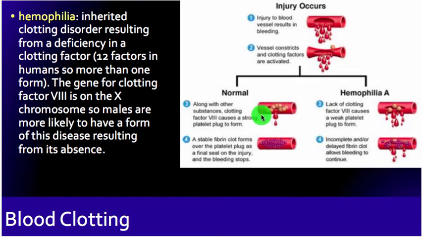So normally, we're going to have platelets form a plug. We're going to have clotting factors which are going to take part in this, and our fibrin clot forms as we get red blood cells trapped within that fibrin meshwork.